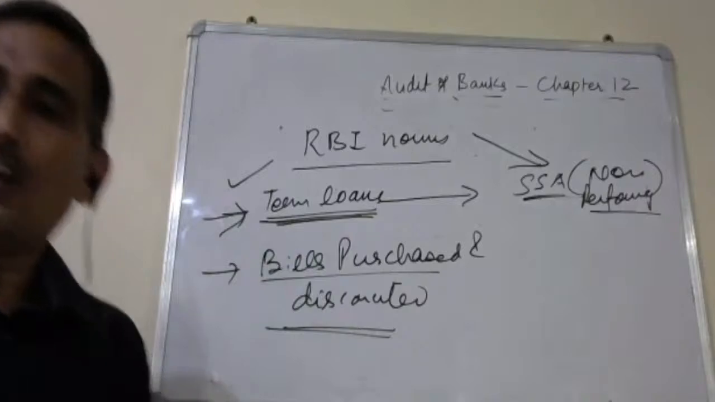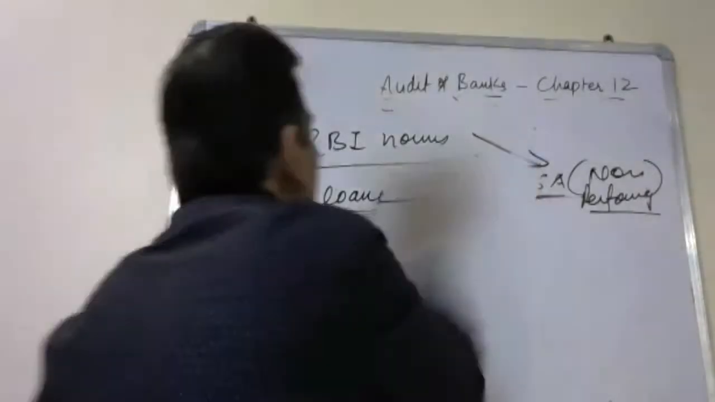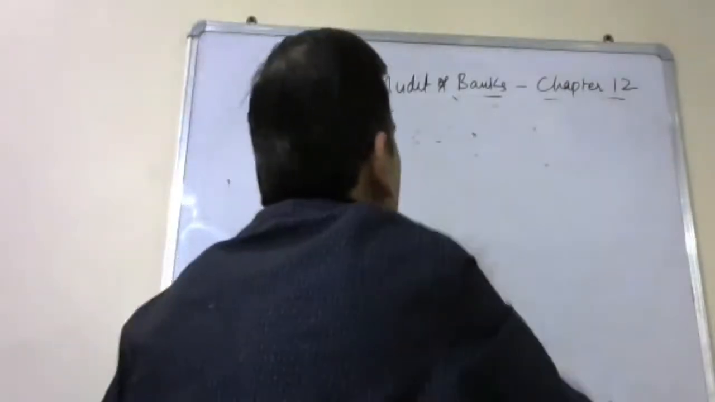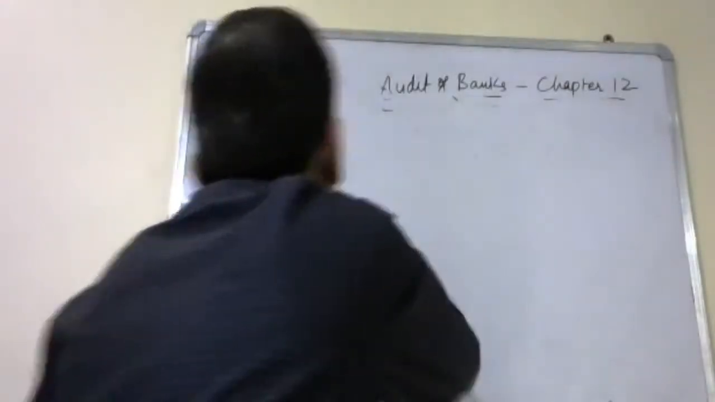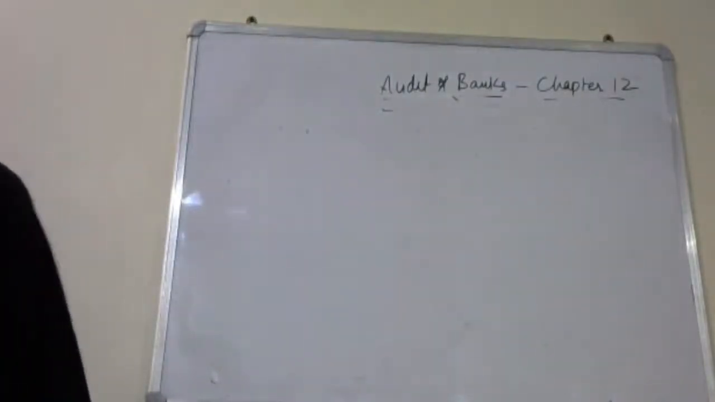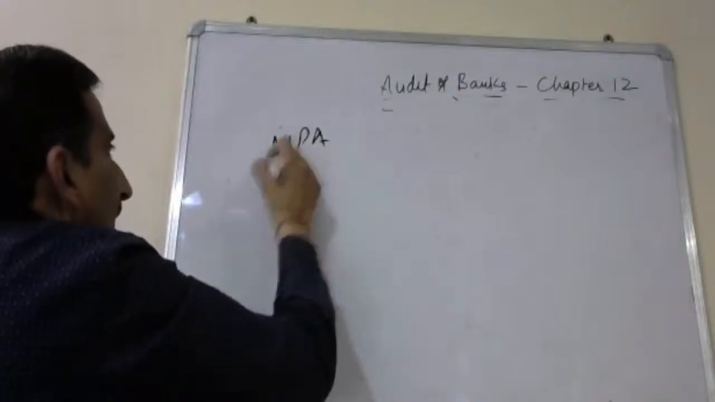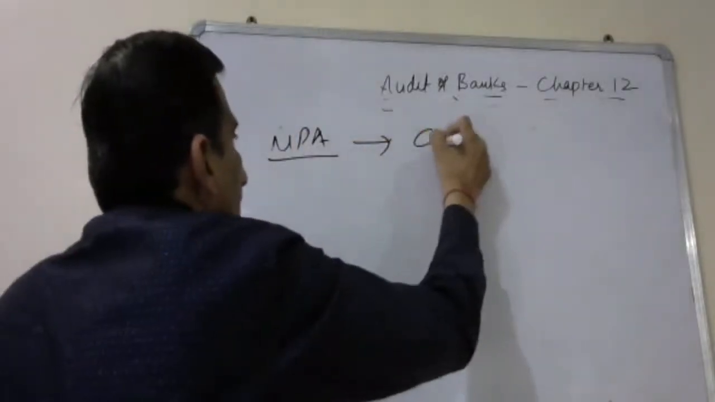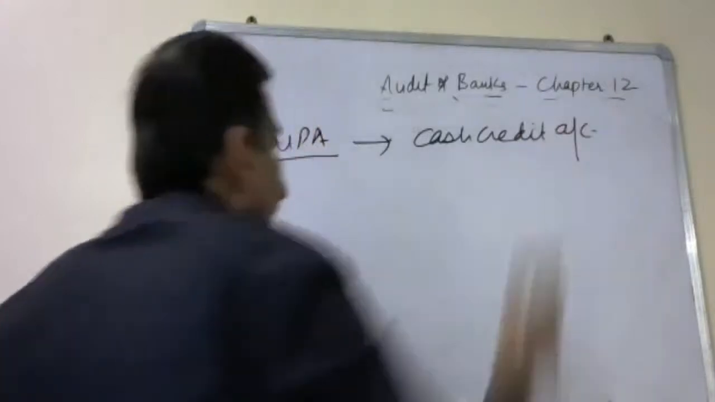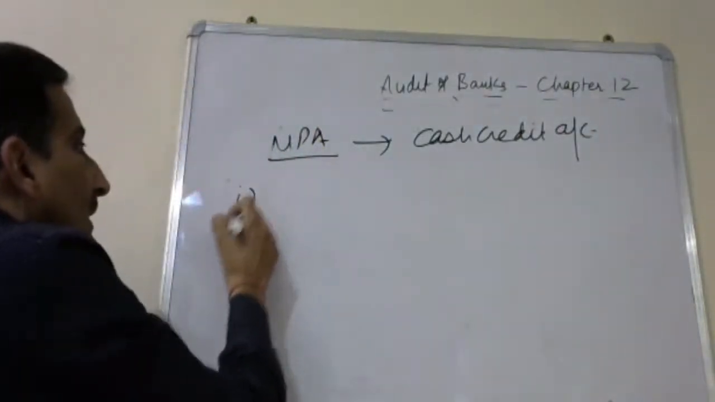So what are the NPA norms relating to cash credit accounts? NPA norm relating to cash credit account. Now here there are 3 conditions. What is the first condition?